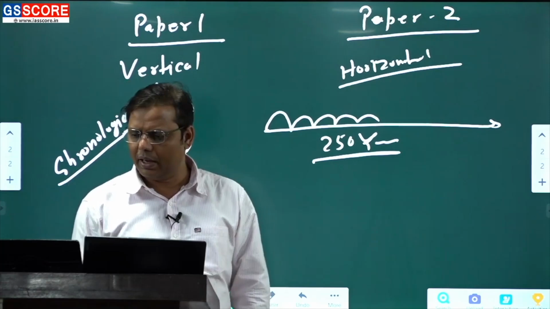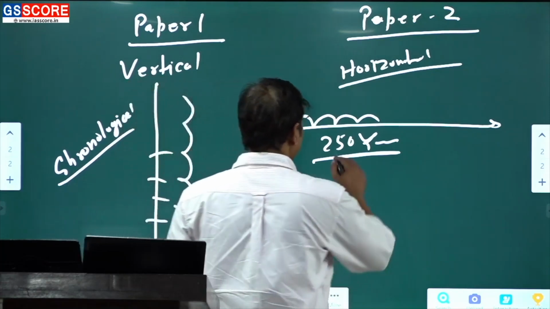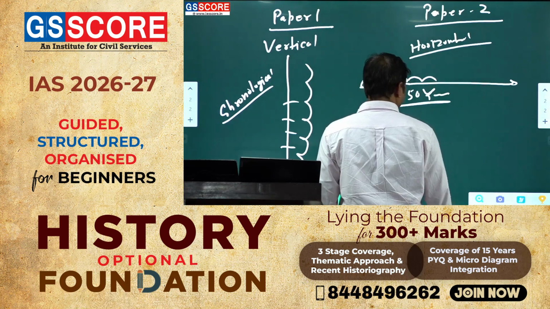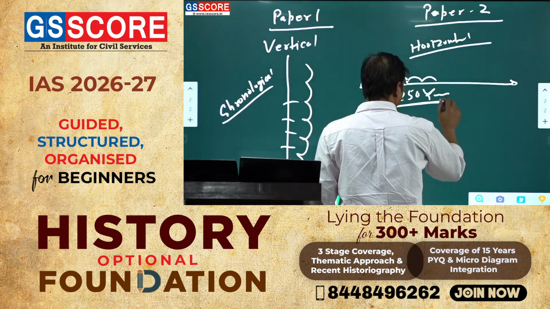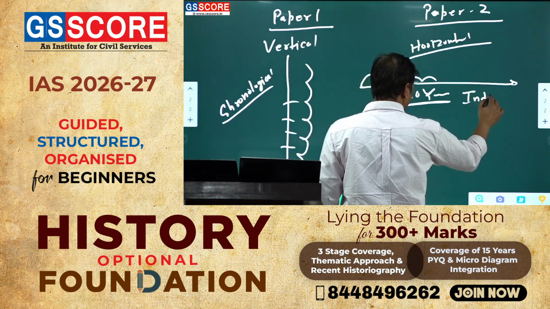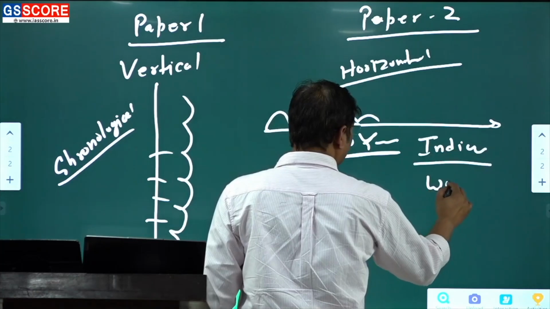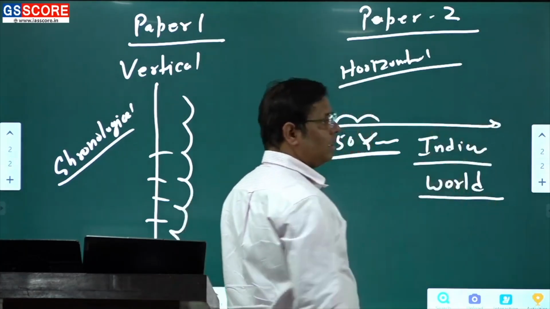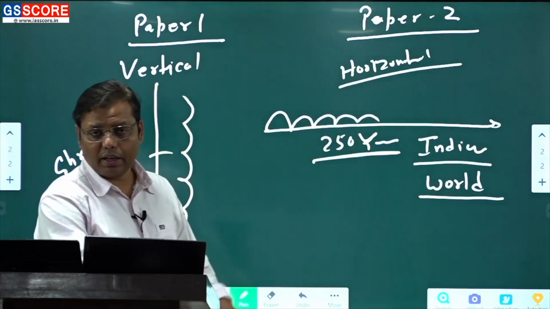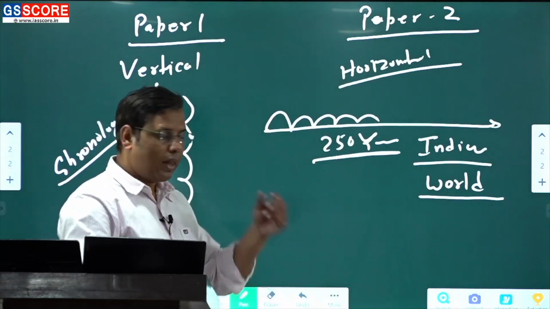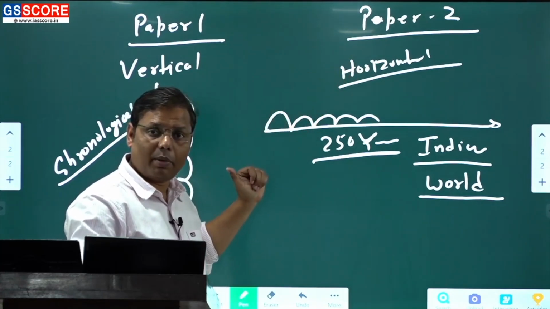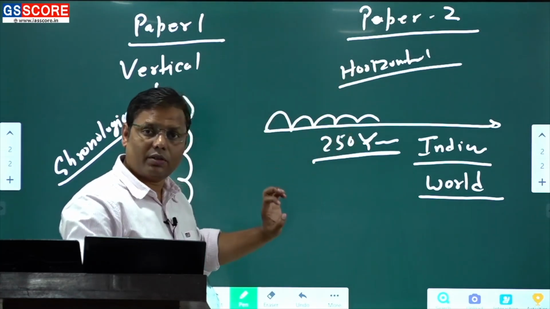250 years. So within those 250 years, the things are not vertically connected, rather the things are horizontally connected. When I'm saying horizontal connection, it doesn't mean that the things are only related to India. Rather, the things were basically related to the world also. So some of the developments happening in Europe were having an impact over India. If I discuss some of the changes happening in America, that was also having an impact over India. African changes were also having an impact.